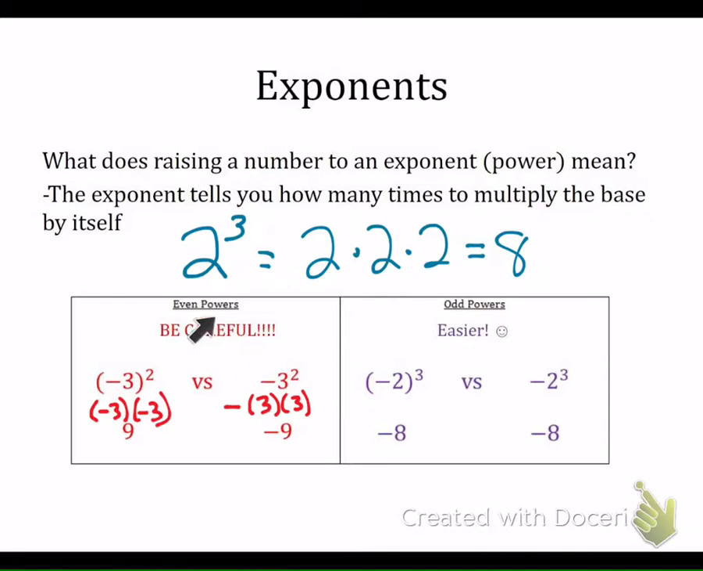And it's really tricky when you're looking at even powers, okay? Odd powers are a little bit easier to deal with because it doesn't really matter. The same idea applies. Here we have a -2 times a -2 times a -2. Well, you have 3 negatives, so your answer is negative. Back here, when it's not in parentheses, it's a negative, and then 2 times 2 times 2, and you still end up with a negative. So that's why these are easier.